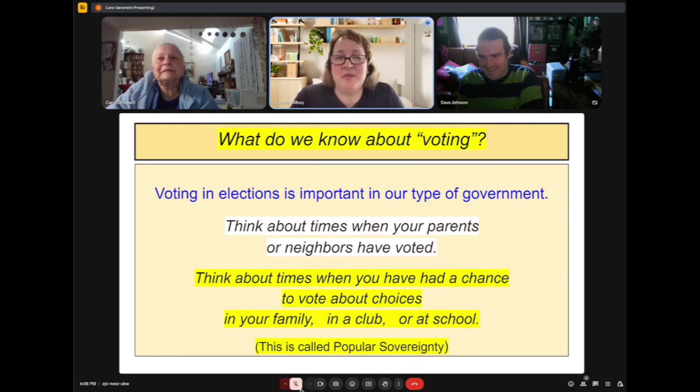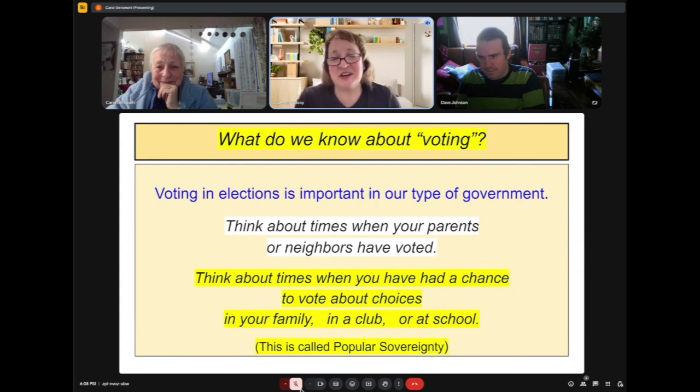What do we know about voting? Voting in elections is important. It's how our government runs. I like, Carol, how you put that in there. Think about times when your parents voted or your neighbors voted, times you've had a chance to vote in school or in your family. In fifth grade, when I taught it, I used the words popular sovereignty every single time we voted for something. What kind of party are we going to have? And so we would vote. I made sure that I used that word all the time, and thankfully they remembered it when it came time for the spring testing. So that's something you could do.